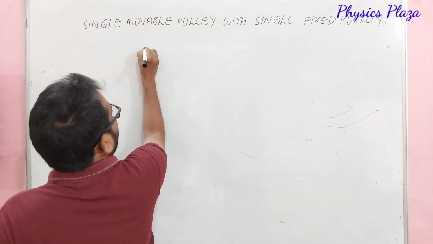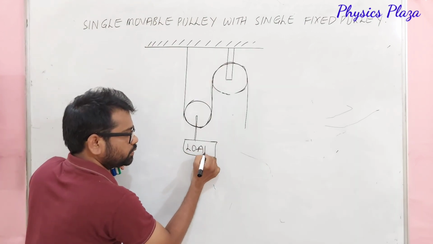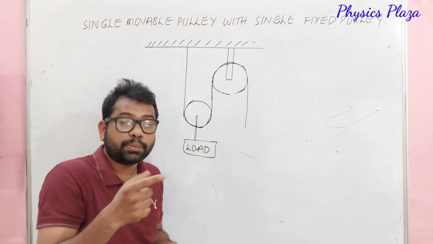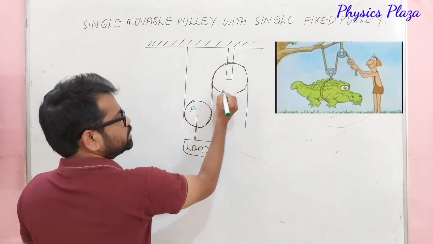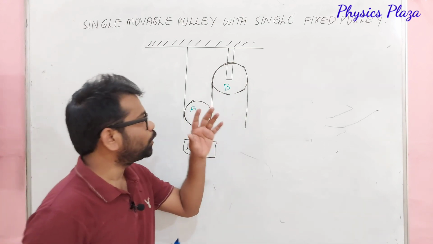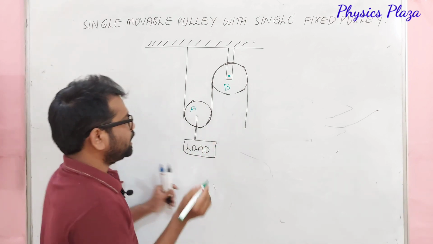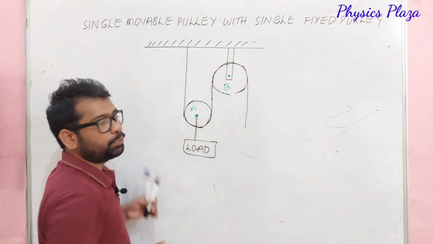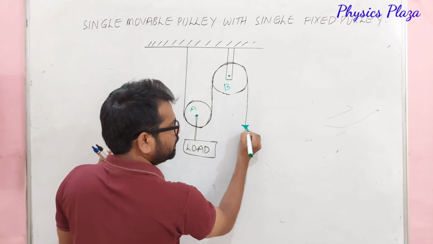Here is the rigid support, and here is the load. Children, in the exam they may give you a diagram like this, with pulleys labelled A and B, and ask which one is the single fixed pulley and which is the single movable pulley. No doubt about it: B is the single fixed pulley and here A is the single movable pulley. So, dear children, this is the point where we will be applying the effort.